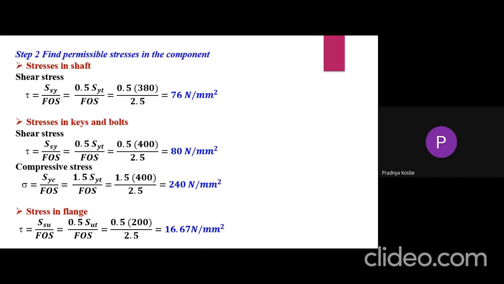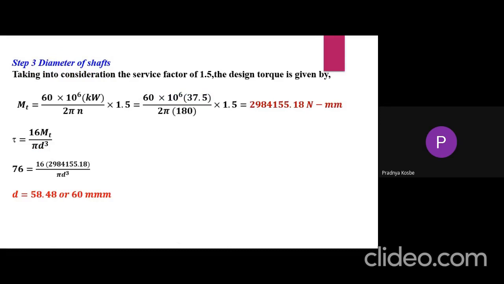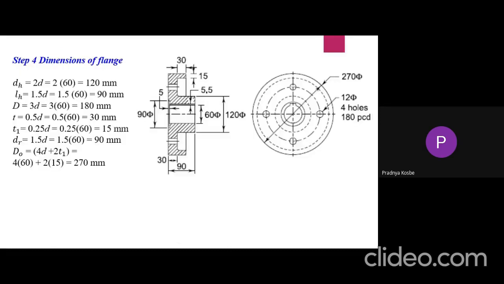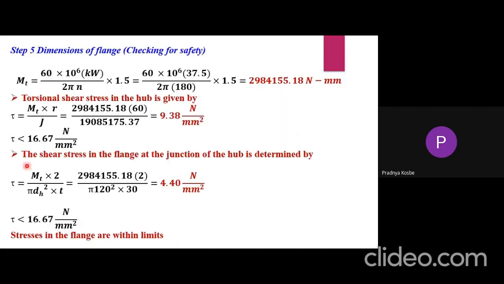The hub is an integral part of that flange, so the permissible stress for the hub is also 16.67. So tau developed, that is 9.38, is less than 16.67 Newton per mm square. So the design is safe.